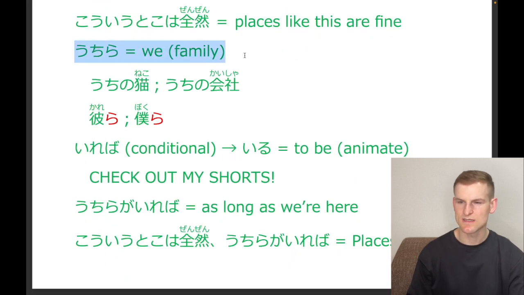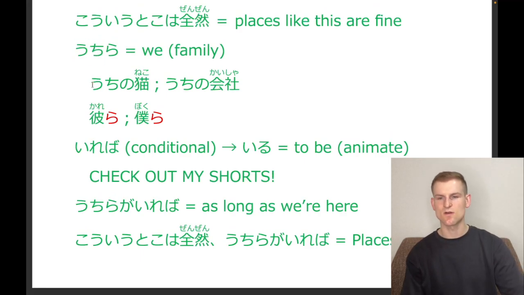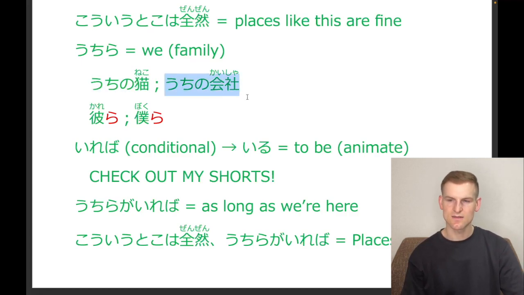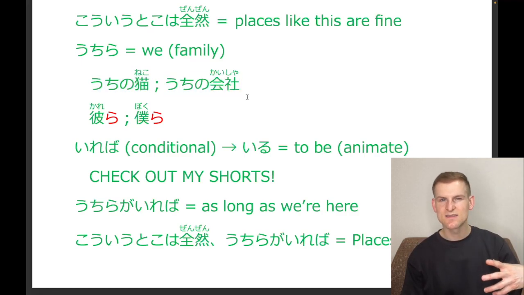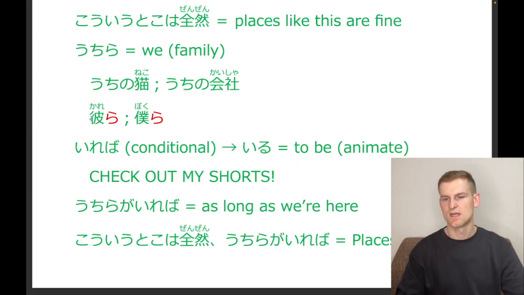うちら, okay, this is we, family. うち is used for an in-group. Okay, so うちの猫 is like our cat, like my family's cat. うちの会社 is like my company. You're referring to a group of people, kind of an in-group. And then we add ら, which just indicates plurality. So 彼ら, they. 彼 is he, right? Add ら, becomes they. 僕ら, we. 僕 is I, add ら, we.